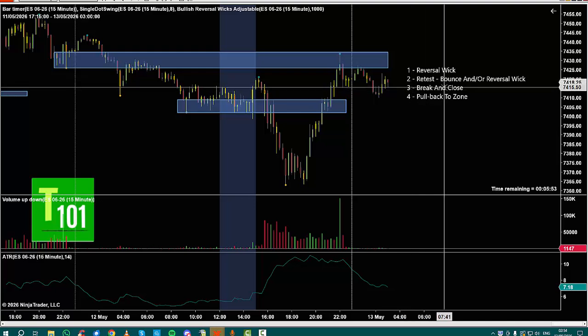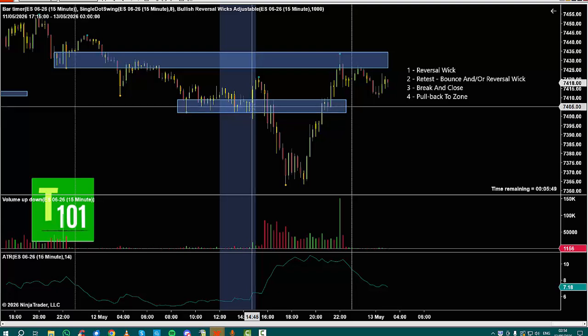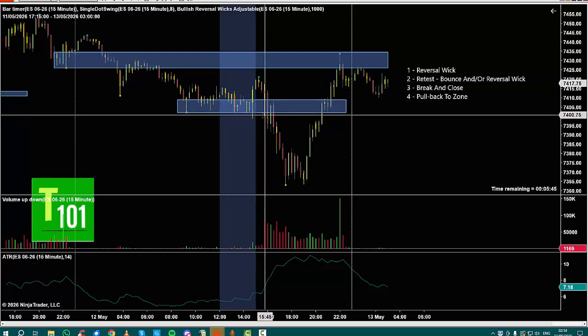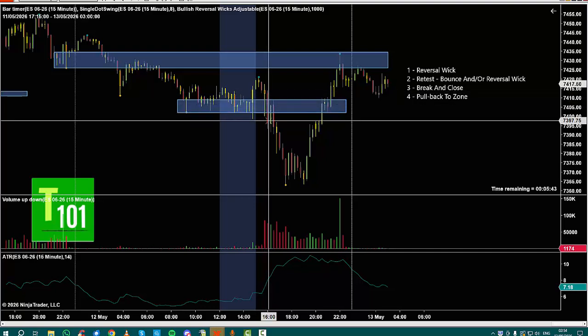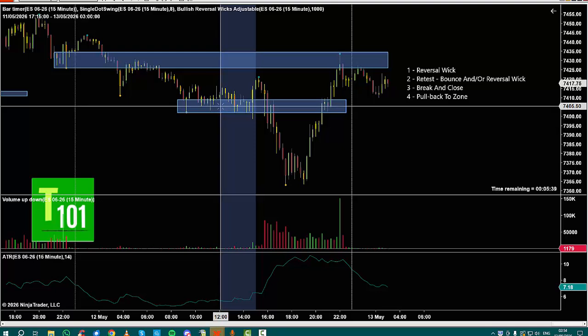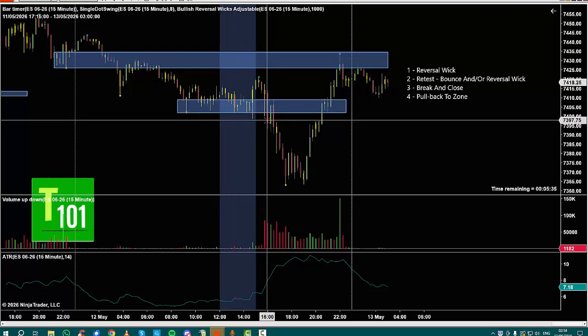And then number 3, break and close. So here we do break, but we don't close because it's a wick. Comes back up, comes back down. We do break again, but we don't close. On this candle here, we close under this support zone that's going to become our resistance for a short. And that is number 3.